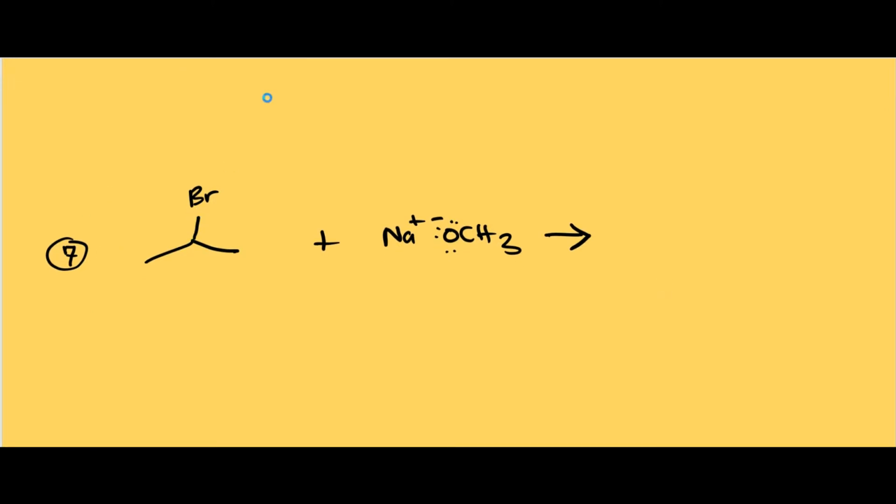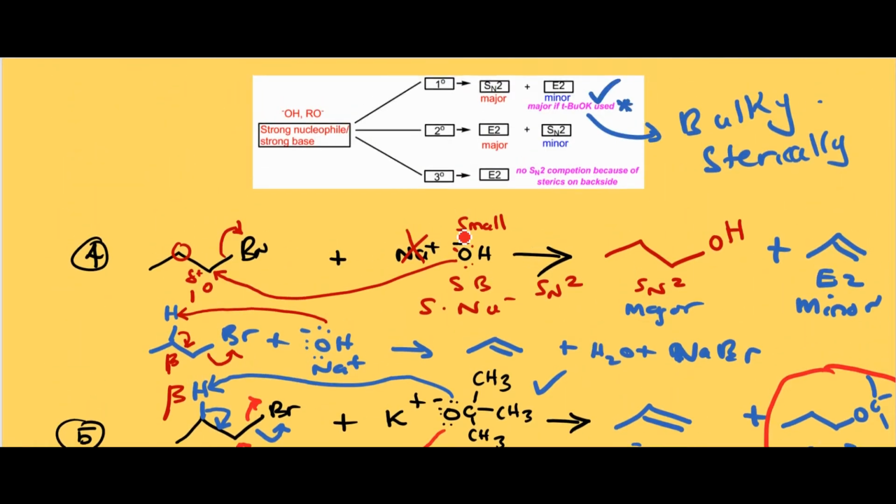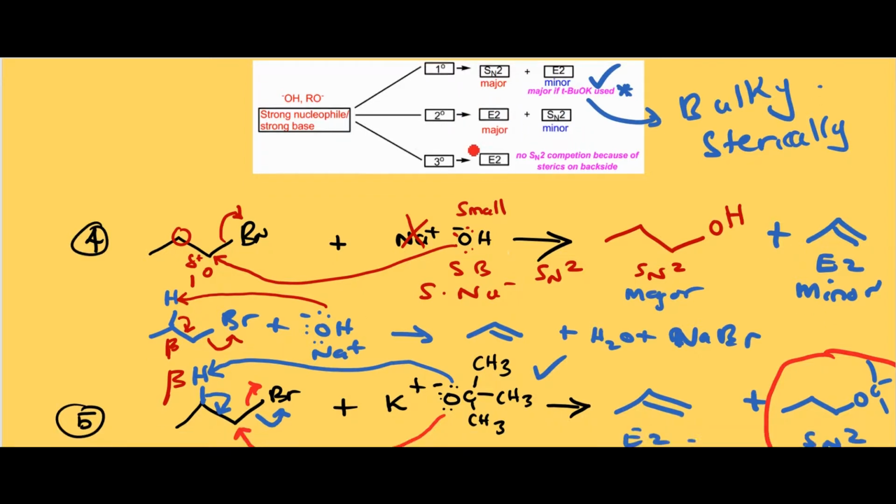So on here you have a secondary substrate, and this is a strong base, strong nucleophile. See, it's all CH3, so this is O minus. If you go back to the chart, it's an RO minus. See that? R is a CH3, so it's a strong base, strong nucleophile. You have a secondary substrate, we expect E2 to be the major, okay? And SN2 to be the minor.